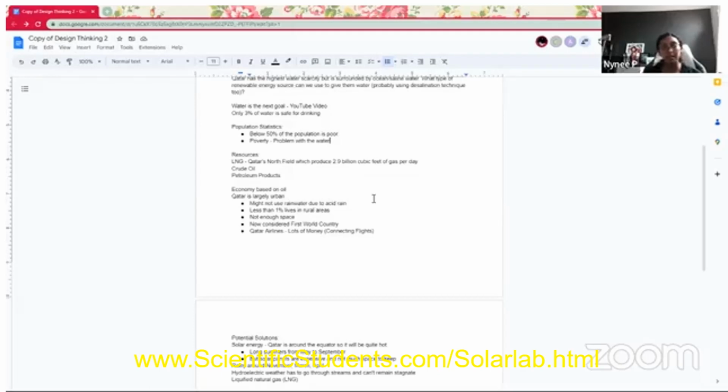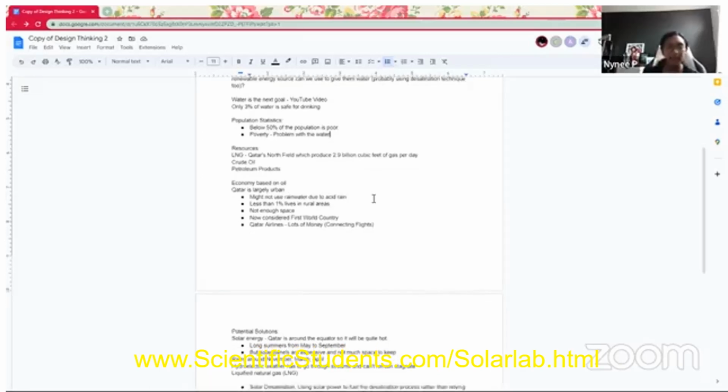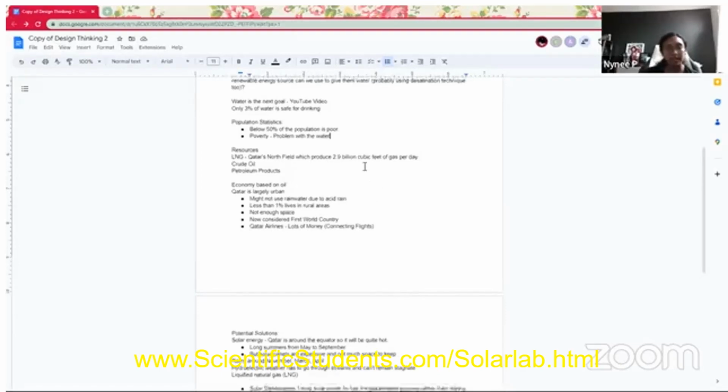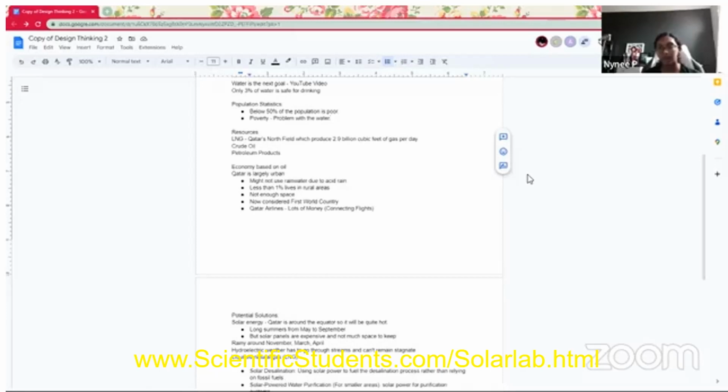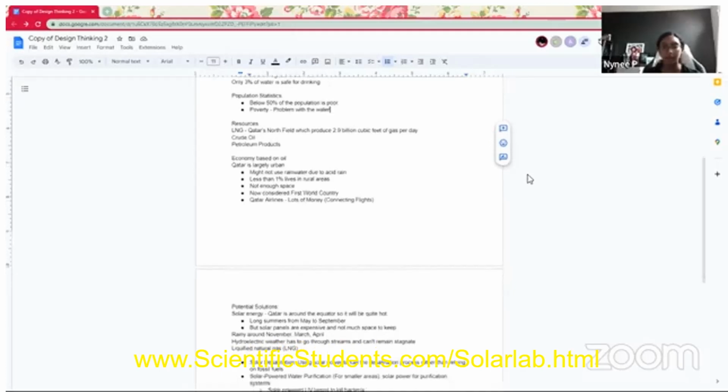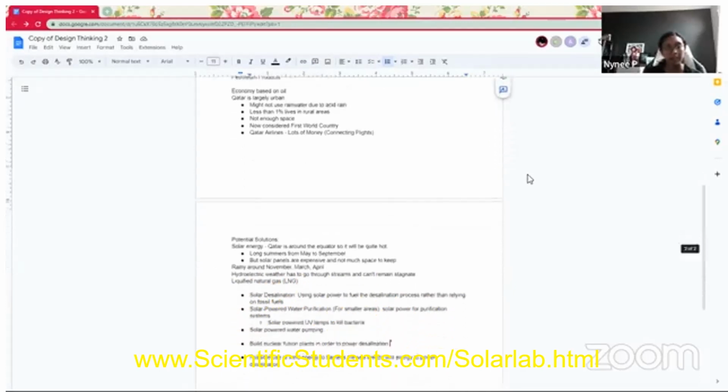So we wanted to look more into the fact that they're also surrounded by water, but they can't drink all of that water because it's ocean water and it's saline. So we looked into different energy ways, and we were thinking of using nuclear power, but we realized that wasn't a renewable energy. So we decided to go for our original idea, which is solar energy.